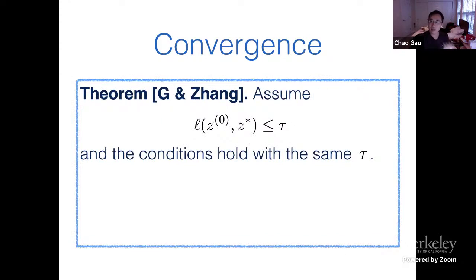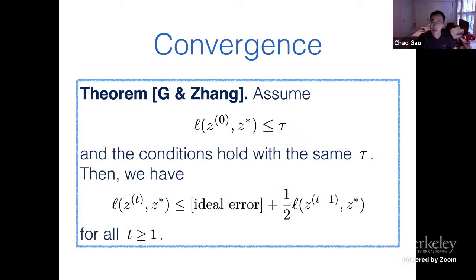So under these two conditions, we can show that as long as you initialize the algorithm within the radius of tau, where tau is the same tau that appears in the previous condition, the algorithm, in terms of the outer loss, will converge to what is called the ideal error at an exponential rate. Here, I do not make the ideal error specific, but you can specialize it in many specific problems. It will usually give you the minimax rate of the problem.